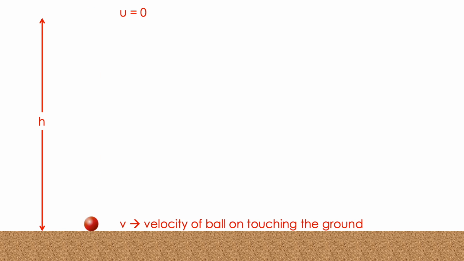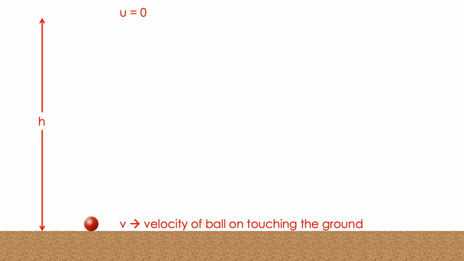So when a body drops from a height h, its initial velocity is 0. And as it drops, its final velocity is v, and this is the velocity of the ball on just touching the ground, and that would not be equal to 0. So this is an example of motion in one dimension.